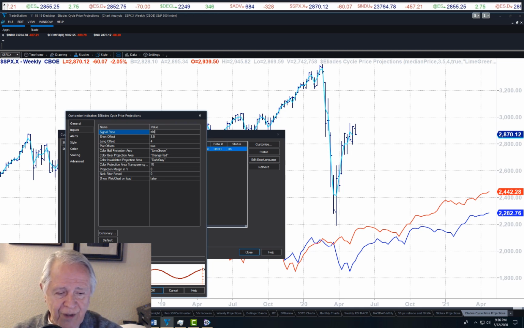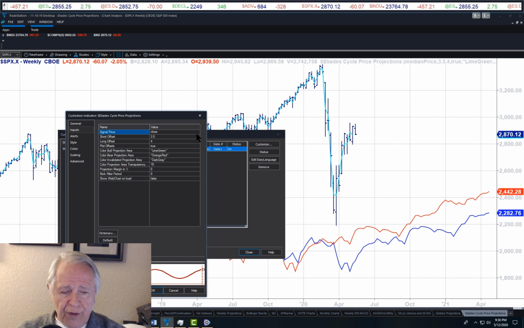not two O's, C-L-O-S-E. And that would change this to, rather than having the blue signal line, it's called the signal line because that's the one that crosses above and below the offsets. Rather than have that be the midpoint of the high and low bar, it's the actual close for the time period. And as I said a moment ago, I would tend to use that only for closing price charts.